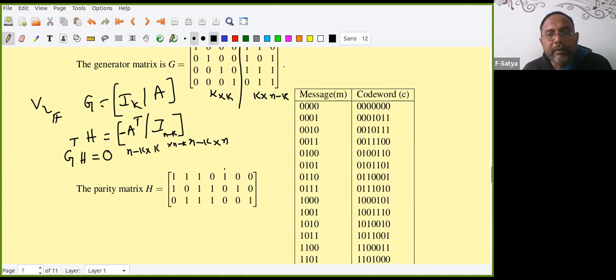Otherwise you can simply think of it like this. If I add these two, can I get another column here? You get this column, right? So like that, if you add any two, we'll get another one of the columns here itself, right? That you can easily check. So what is the meaning of that?